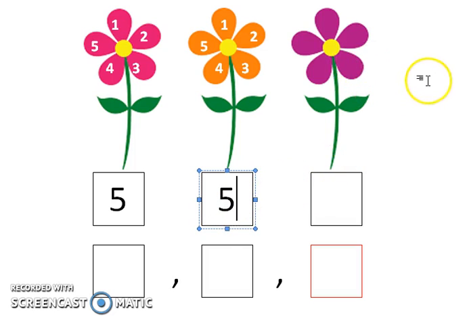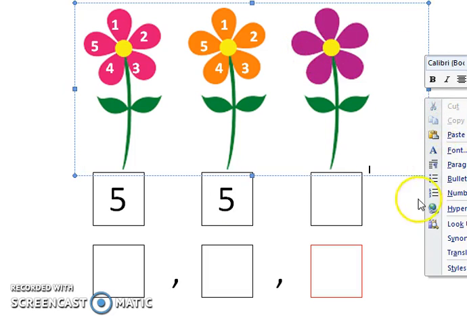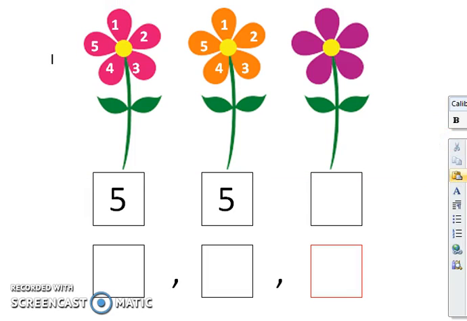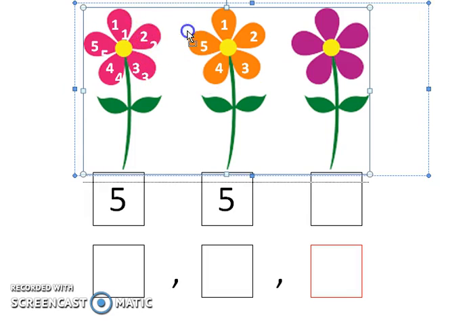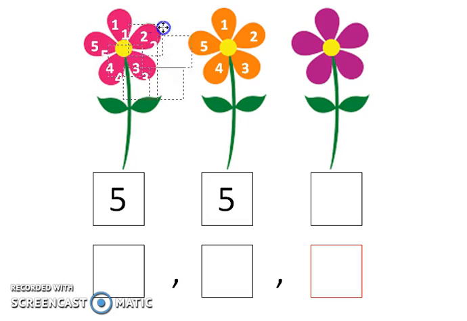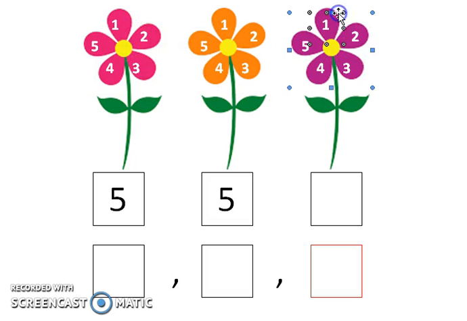And let's look at our purple flower here and see how many petals are in that group. 1, 2, 3, 4, 5. So we will label that one. Let's put those numbers up here. This purple flower also has 5 petals.